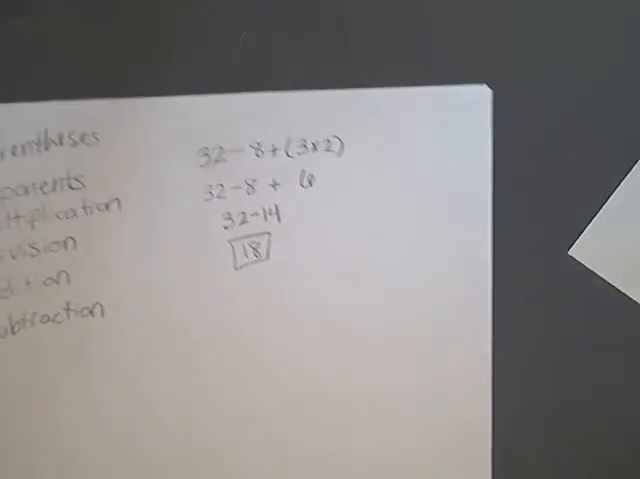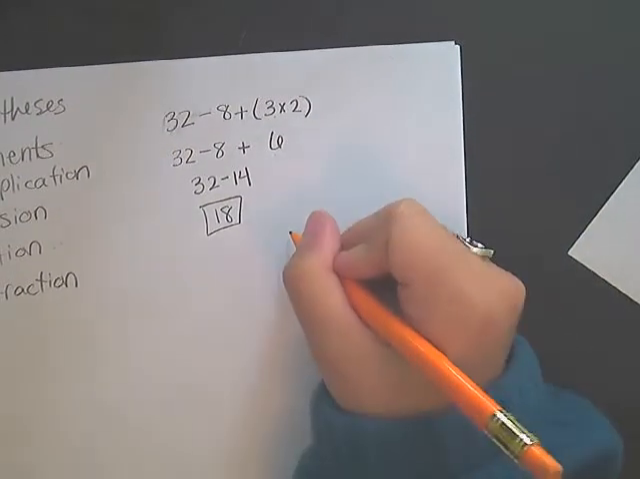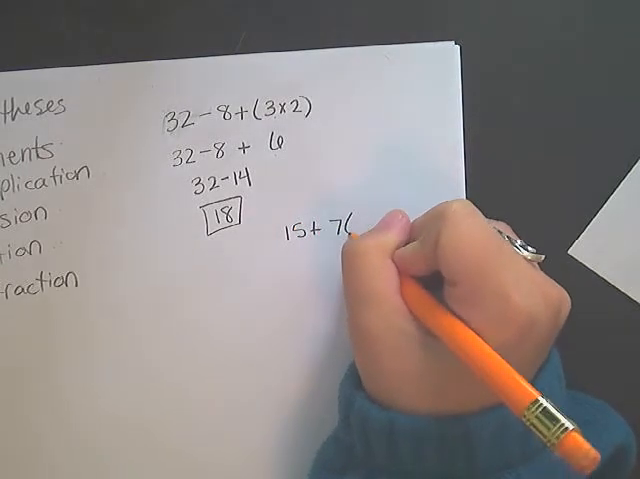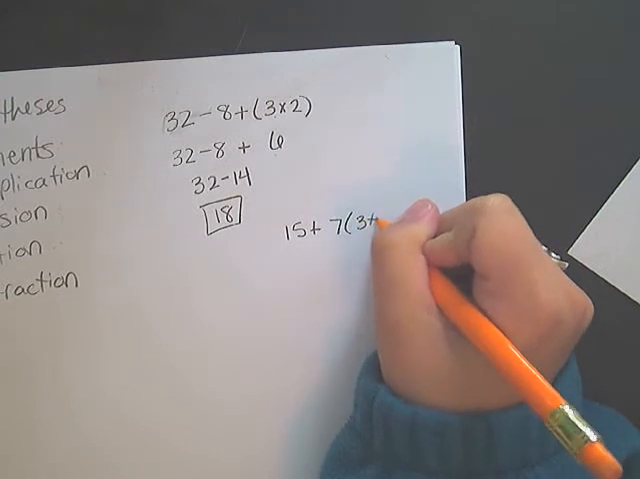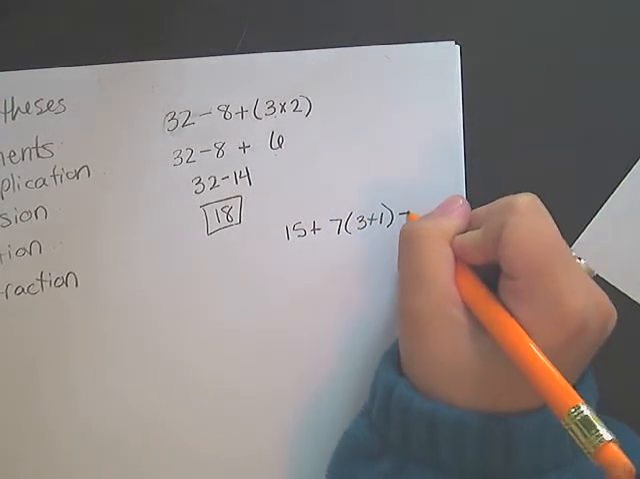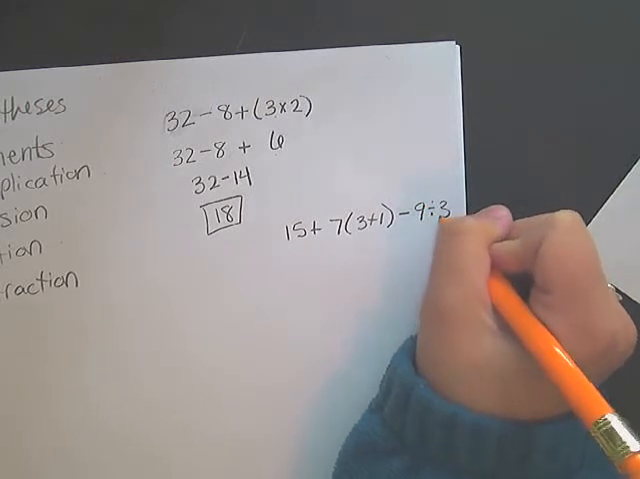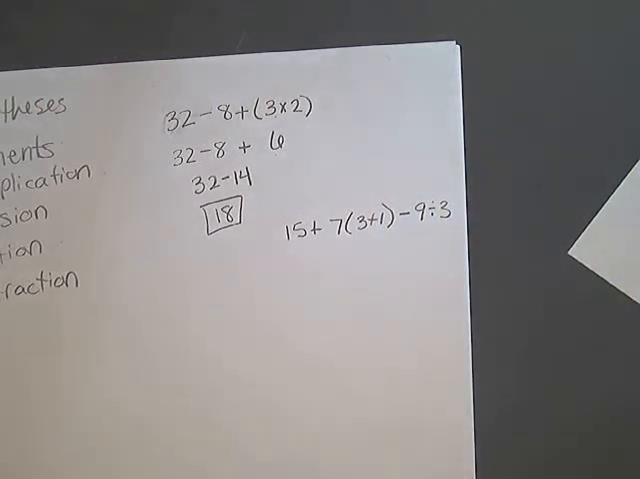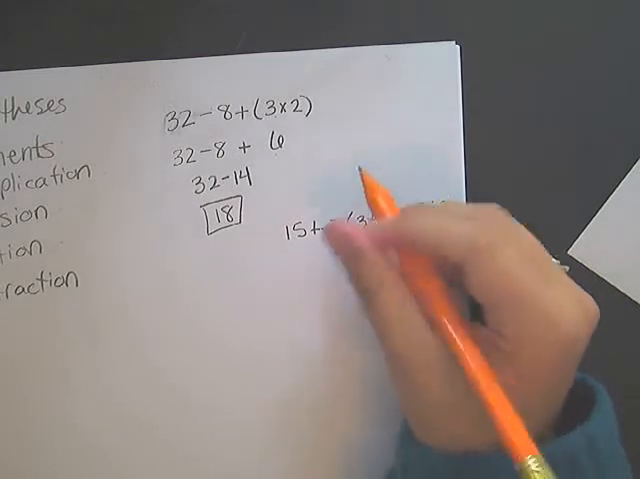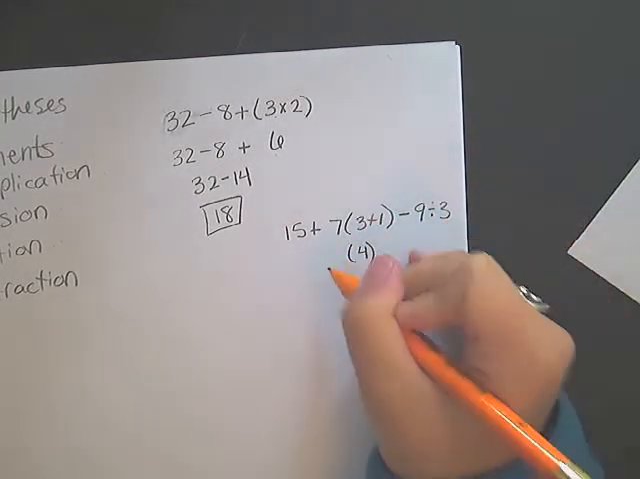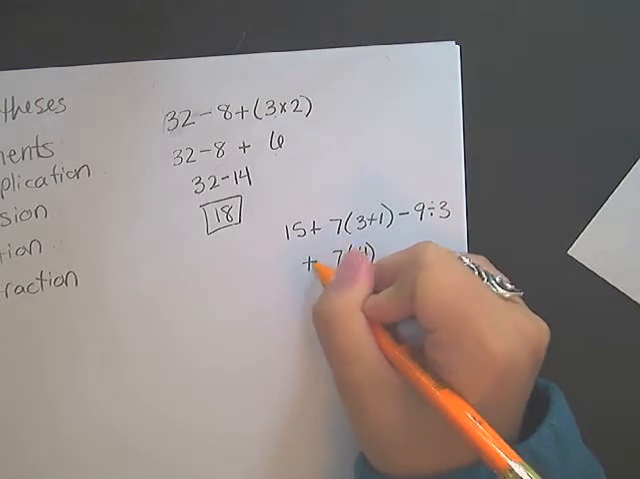Let's do one more. We're going to do 15 plus 7, then parentheses 3 plus 1, minus 9 divided by 3. This one's a long one. Again, what do we do first? Parentheses. So we're going to have parentheses 4. We can keep the parentheses. We're going to bring down the whole problem.